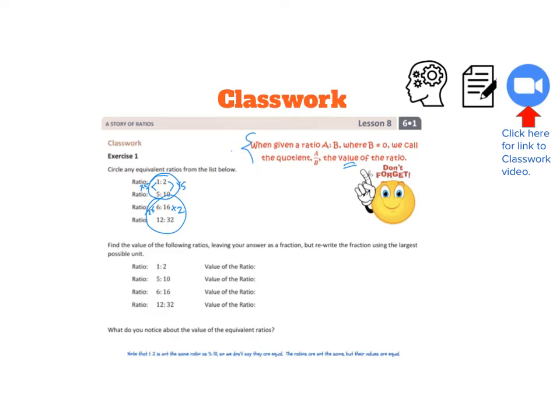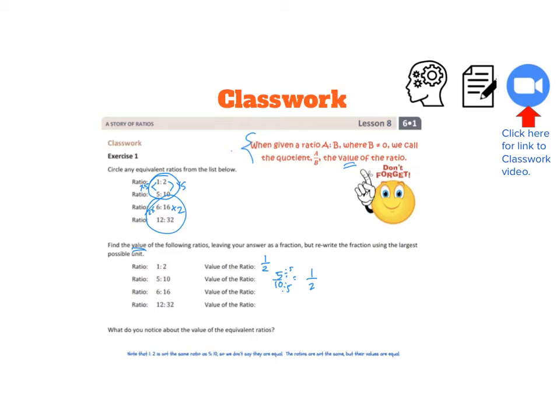So now it says find the value of each of these, leaving your answer as a fraction, but rewrite the fraction using the largest possible unit. So the value of this ratio is 1/2. This is 5/10, but I can reduce that. Divide by 5, I'm going to get 1/2 as well.